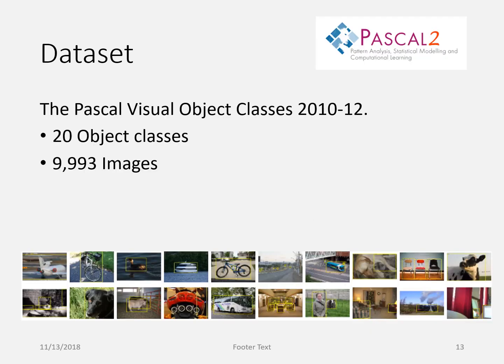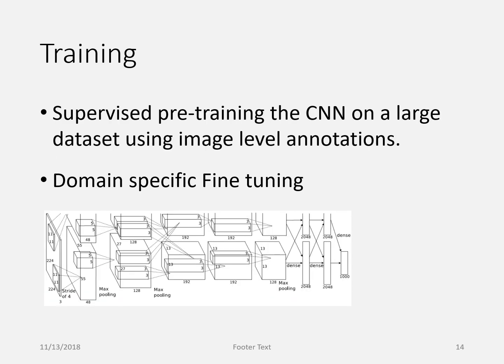So moving further, the dataset we are using for this particular presentation is the Pascal Visual Object Classes, which consists of 20 object classes and about 9,000 different images. We've decided to fix on one particular dataset, so it'll be much easier to compare results of various different methods for the same dataset.